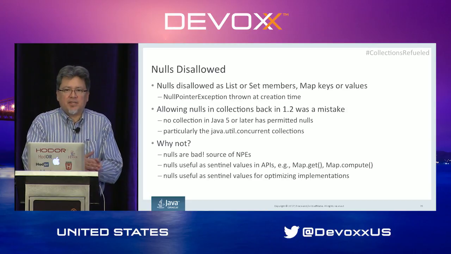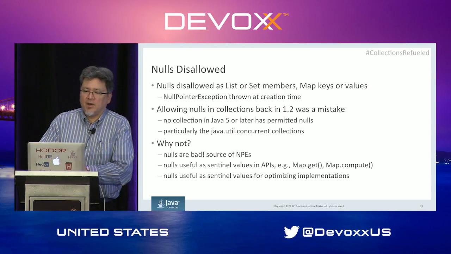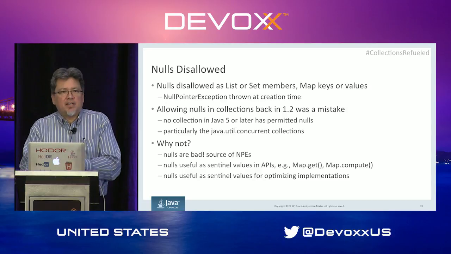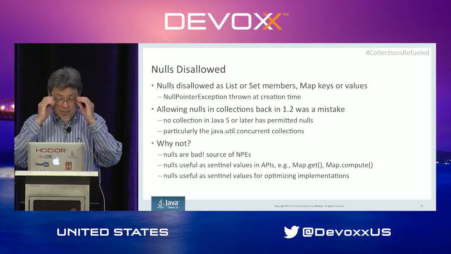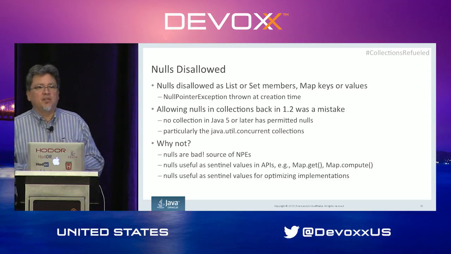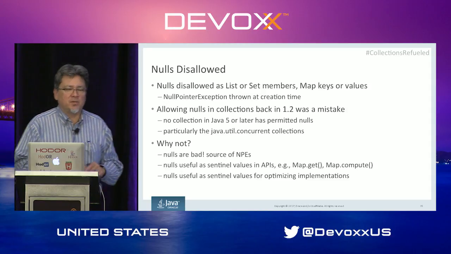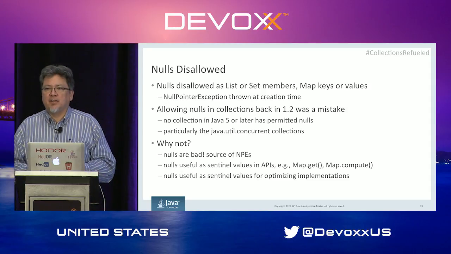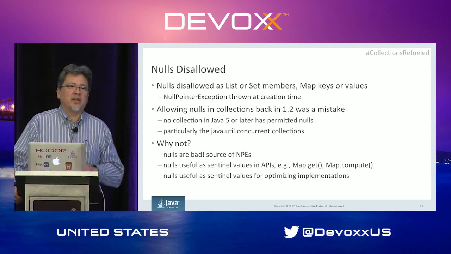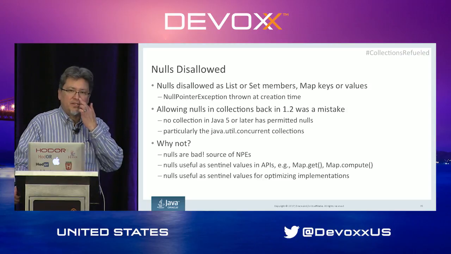Okay, another characteristic of the new collections is that nulls are disallowed. I think in retrospect, when the collections framework was originally introduced back in 1.2, the main collections did allow nulls, and in retrospect, that's been regarded as a mistake. Nothing recent has allowed nulls. In particular, none of the concurrent collections allow null entries. And there are a couple of reasons for that.